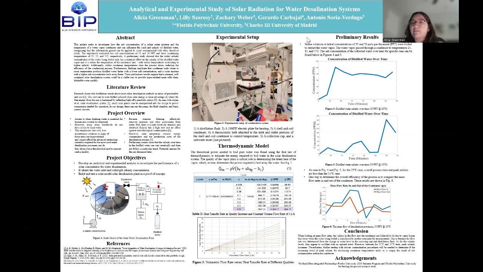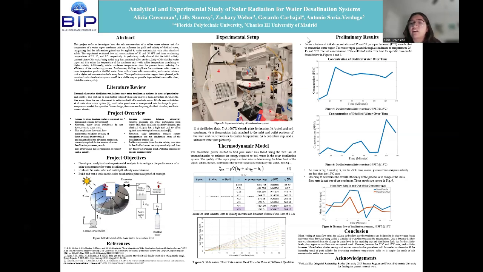Comparing the 25 degrees Celsius case to the 15 degrees Celsius case, the overall process time, meaning that the water was boiled, went through the condenser, and collected again, took less time than the 15-degree Celsius case, as well as the max salinity of the 25-degree case being less than the 15-degree case. We can also determine the overall efficiency of the process by comparing the mass flow rates in and out of the condenser, which can be seen in figure 6.